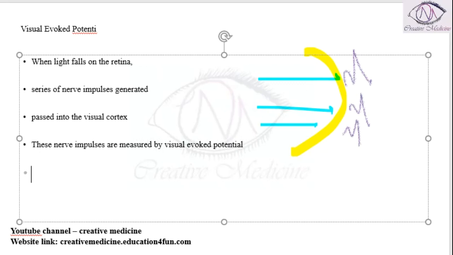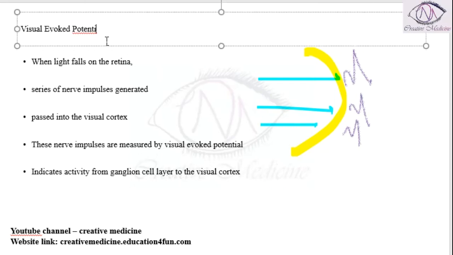So this visual evoked potential will indicate the activity of the ganglion cell layer to the visual cortex, because the action potential is produced by the ganglion cell layer. So it will indicate the activity of the ganglion cell layer to the visual cortex.